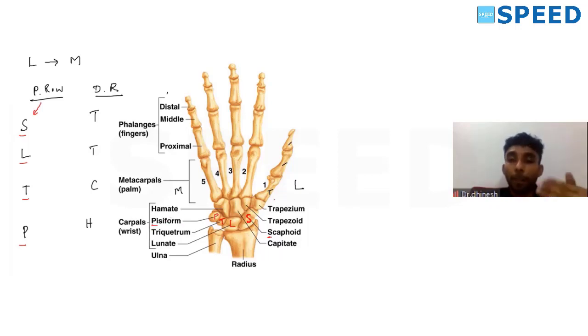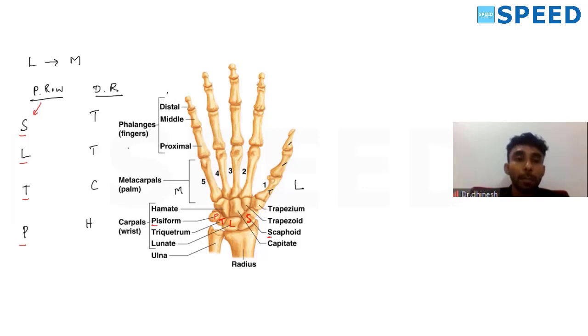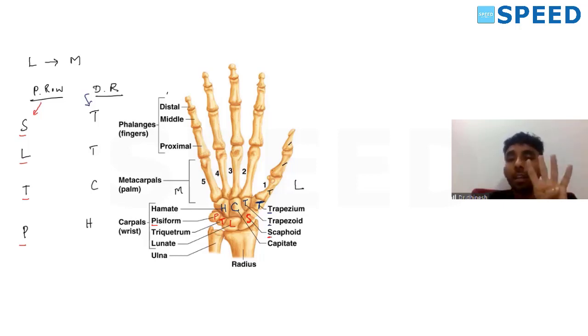Coming to the distal row, in the distal row also we have 4 carpal bones. Again from lateral to medial, the 4 carpal bones are, I told you the mnemonic, try to catch her. The T's are representing the trapezium bone, trapezium followed by trapezoid. Then we have C and H representing the capitate and hamate. So I hope you are clear about the 8 carpal bones which are arranged in 2 rows.